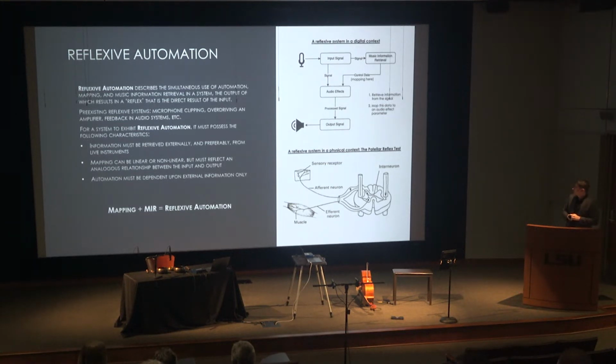What's really interesting about this is that when you get hit with the hammer, your knee jerks involuntarily and automatically. So your brain is not involved with this process at all. And in a similar way, in the reflexive system in a digital context, the change in the quality of the sound coming into the system affects the way the sound is processed involuntarily and automatically. And so I call this a reflexive automation or a reflexive system.